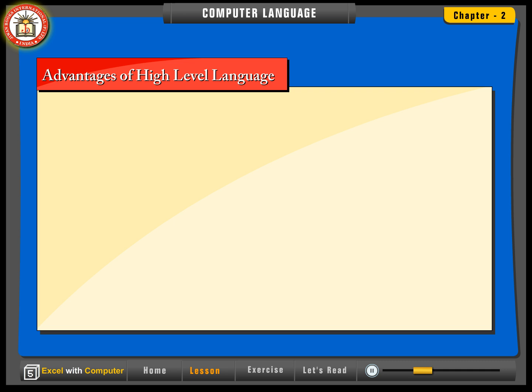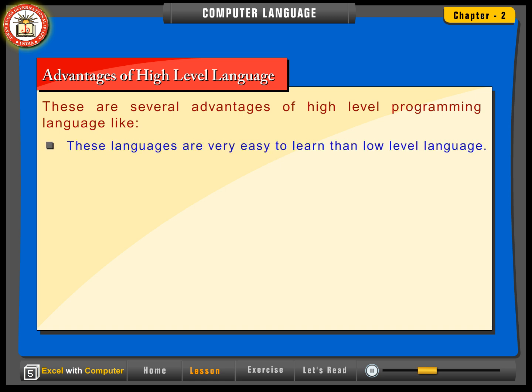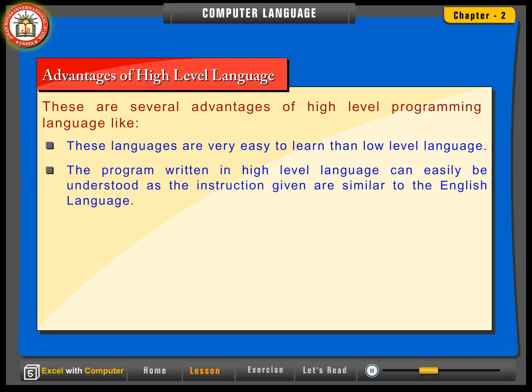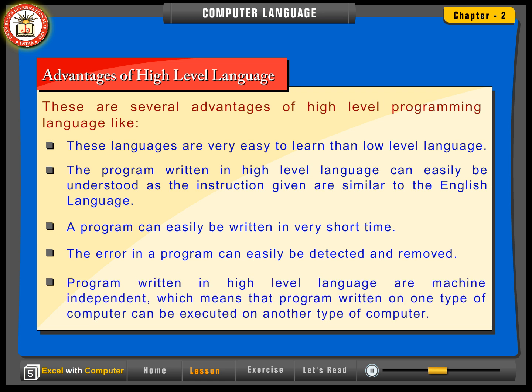Advantages of high-level language. There are several advantages of high-level programming language. These languages are very easy to learn than low-level language. The program written in high-level language can easily be understood as the instructions given are similar to the English language. A program can easily be written in very short time. The error in a program can easily be detected and removed. Programs written in high-level language are machine-independent, which means that a program written on one type of computer can be executed on another type of computer.